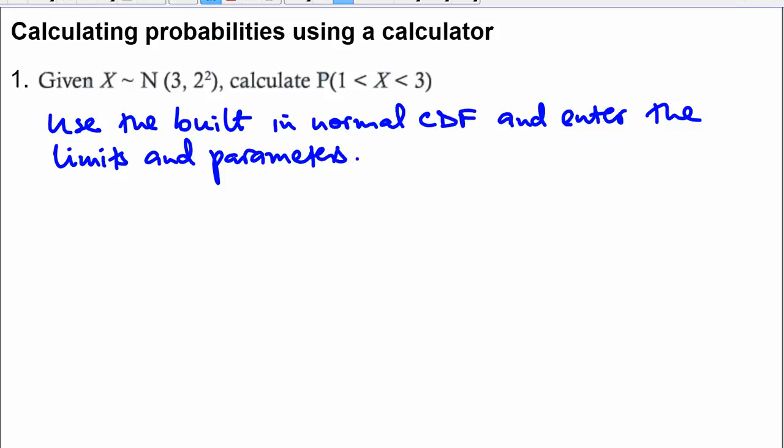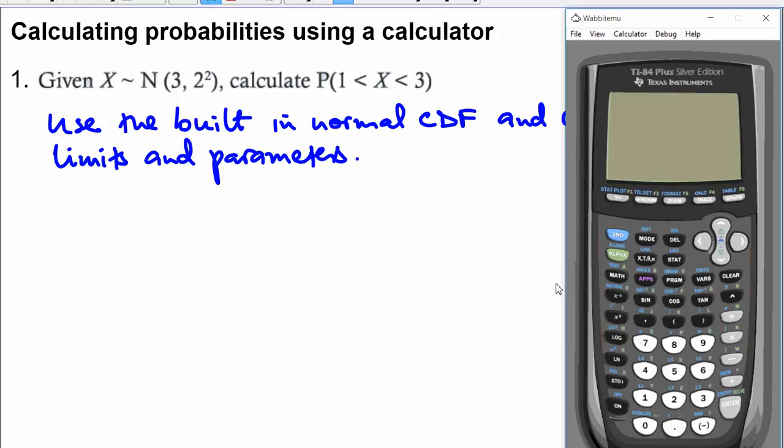So what you need to do is, from the distribution that you're given, you can see in this question that the mean is 3 and the standard deviation is 2. So just go on your calculator and use the inbuilt normal CDF. Second, variables, then you'll get normal CDF. Just to explain a few things here: normal PDF is used to draw the graph of the normal curve. Normal CDF, we use it to calculate the probabilities.